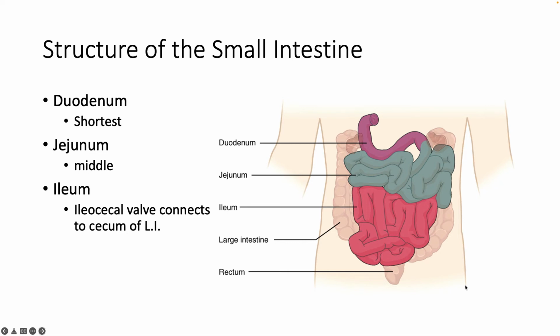Now we can move on to the small intestine. Pretty straightforward. We have three sections: our duodenum, which is entering in from our stomach. This is the smallest section. This is also where we have pancreas and liver secretions. Then we enter our jejunum in the middle, and our ileum at the very end, which then connects to our large intestine, or our cecum of the large intestine, via the ileocecal valve. It's our next valve. So the pyloric valve separated the stomach from the small intestine, and now the ileocecal valve is separating the small intestine from the large intestine.